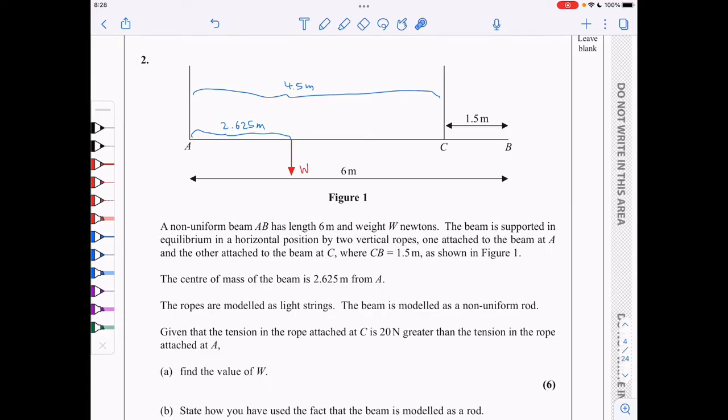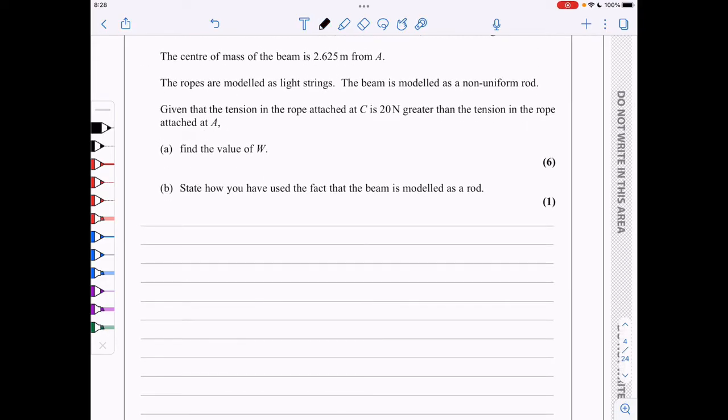The tension in the rope at C is 20 newtons greater than the tension at A. So if I call this tension here T, then the tension here will be T plus 20. So I've got all the forces here. We need to find the value of W. So in order to do that, I will be taking moments about A.